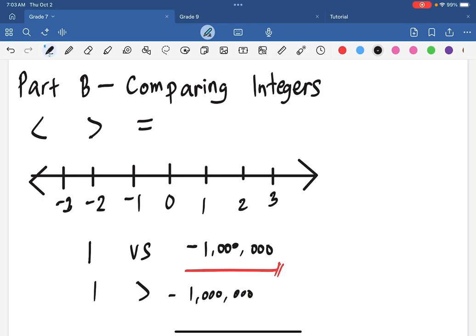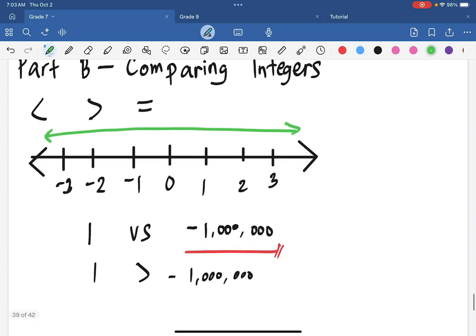Again, we are dealing with the numbers from the left side to the right side, which means the further the number from 0 or from the positive numbers, the lesser they are compared to the positive ones.